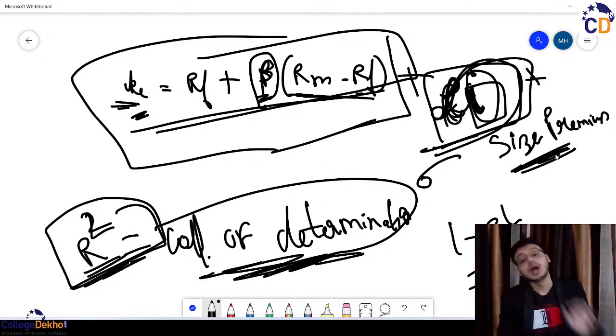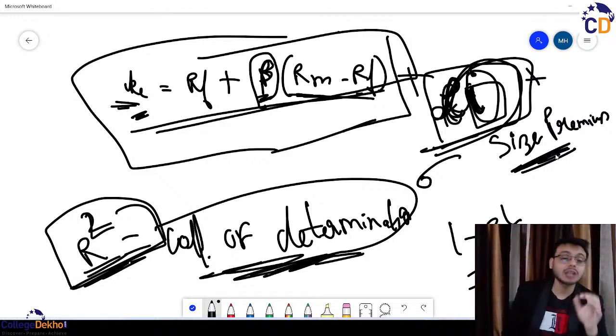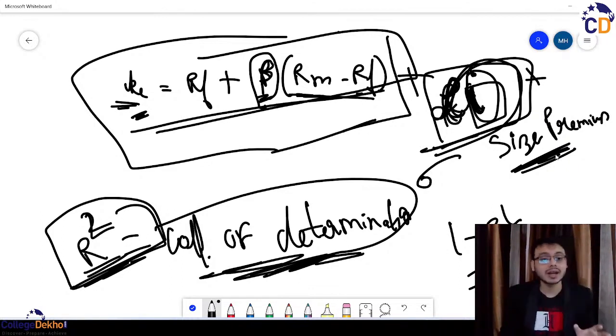Okay. Further, there are a large number of assumptions as well for the CAPM model, because एक model अगर बना है तो you need to have certain assumptions for that.